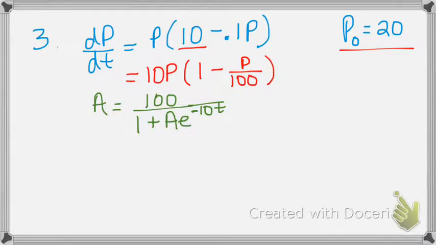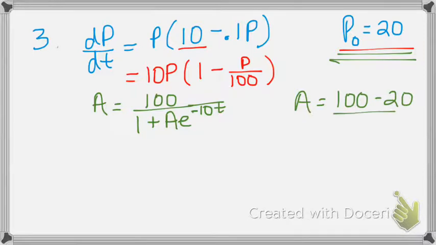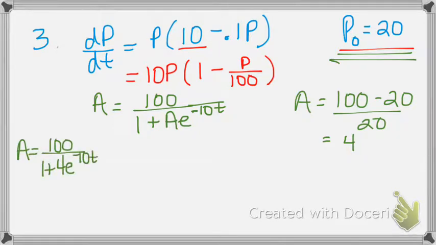Now, because we know this P of 0, that's where I told you to remember that A was L minus P0 over P0. So L is 100, P0 is 20, and then divide by 20. So we get that A is 4. So then we can rewrite that equation. Now, the question for us to figure out is what the maximum peak is and when that occurs.